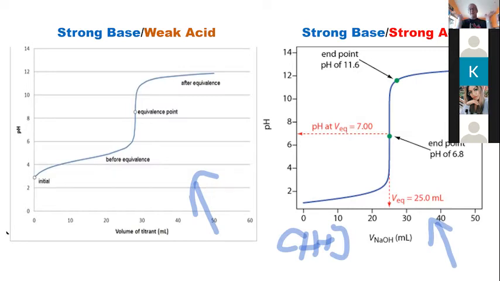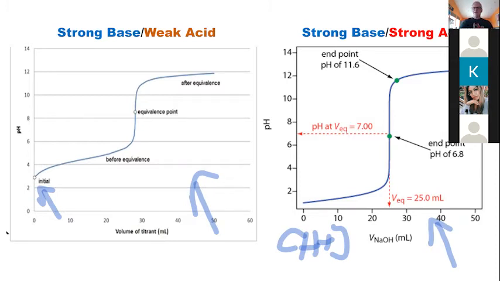Because it completely dissociates. I put in the same concentration of a weak acid, I get a much lower concentration of H plus, and my pH, therefore, is going to be a lot higher. I'm going to have more H plus than OH minus in there, but not nearly as much. So my pH is much, much higher as I go.